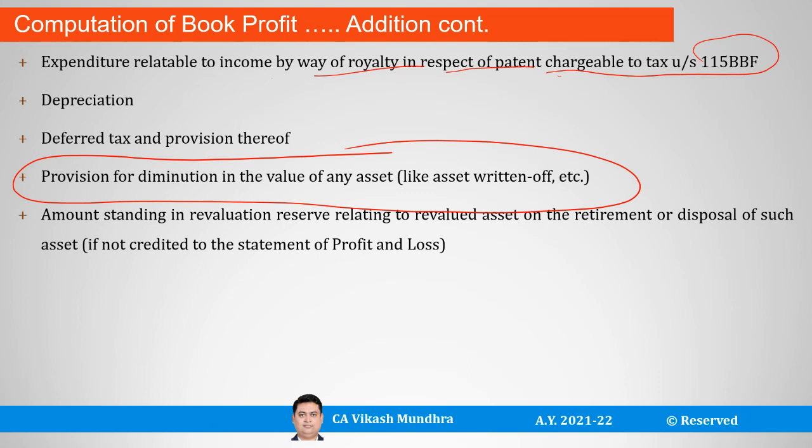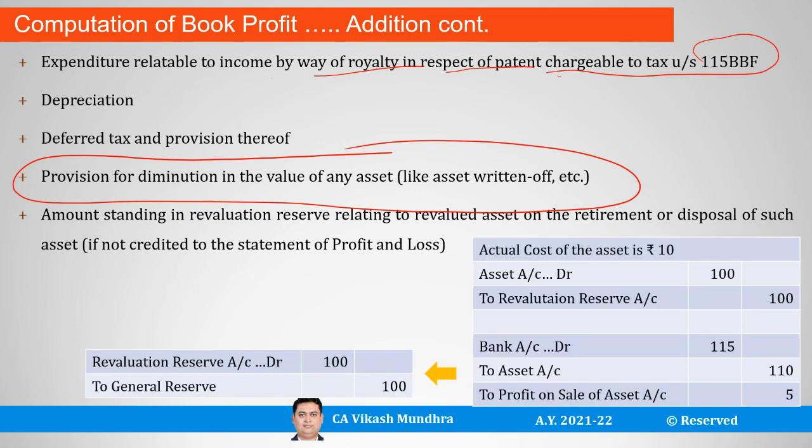Now, amount standing in revaluation reserve relating to revalued asset on the retirement or disposal of such asset, if not credited to the statement of PL account. What is it? Now think about one beautiful planning. Actual cost of the asset is rupees 10. I revalued that asset by 100 rupees. Now, what will be my journal entry? Asset account debit 100 to revaluation reserve account 100. Am I correct or wrong? The entry is absolutely correct.